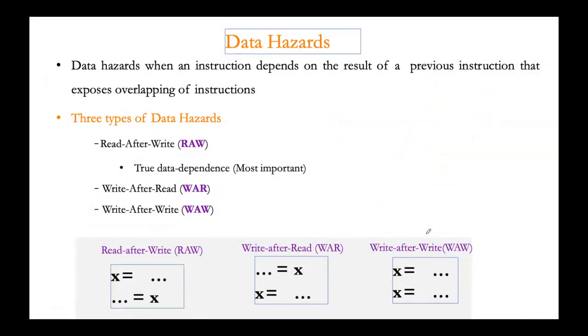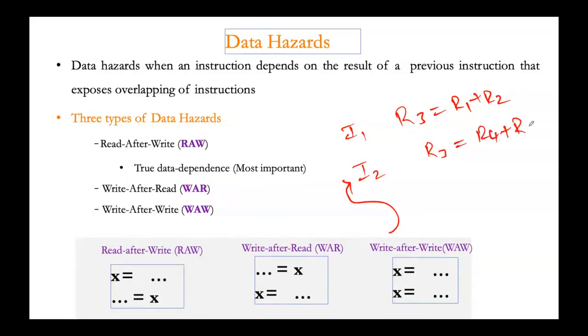And the third dependency is write after write. Write after write means you write into X and then write into Y, another instruction X here. So we call it write after write. If you see the example for instruction 1 and instruction 2, suppose the instructions are R3 is equal to R1 plus R2, and R3 is equal to R4 plus R5.